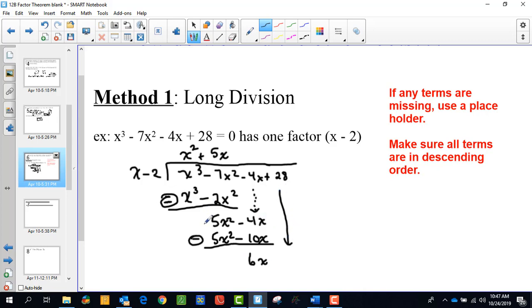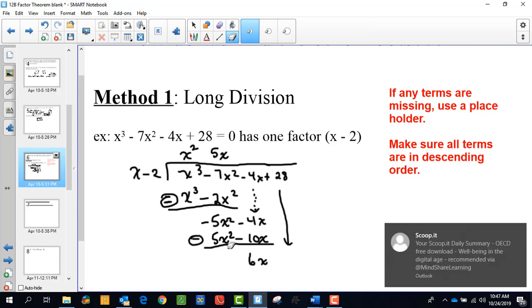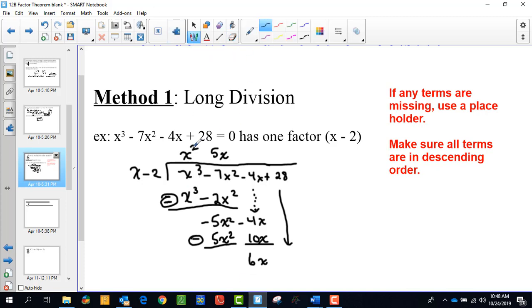Oh, you know what? I messed this up. This should be minus 5. So let me just fix that. I messed up the sign there. So this should be minus 5, which gives me minus 5 and plus 10. So that means that this is actually minus 14. That's my bad arithmetic. Minus 7 plus 2 is minus 5. So then I have to multiply by minus 5x. So that gives me minus 14x. Then I bring down the 28.